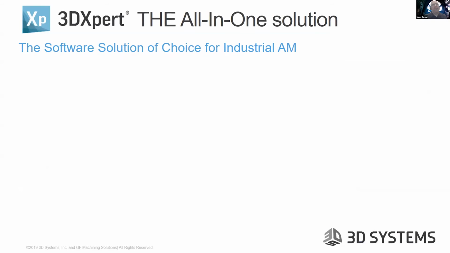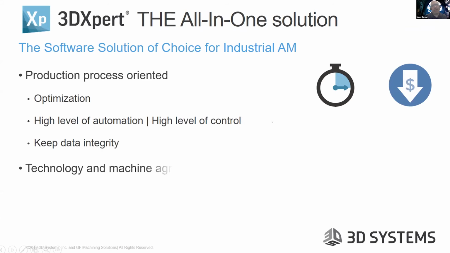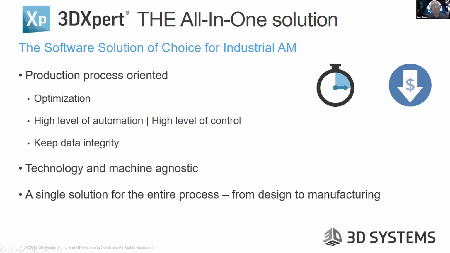Last slide. 3D Expert, software of choice for industrial AM. Remember, trying to save time and money. It's production process oriented, so allows you for optimization, high level of automation and high level of control, keeping data integrity. It's technology and machine agnostic, and most importantly, it's a single solution for the entire process from design to manufacturing.